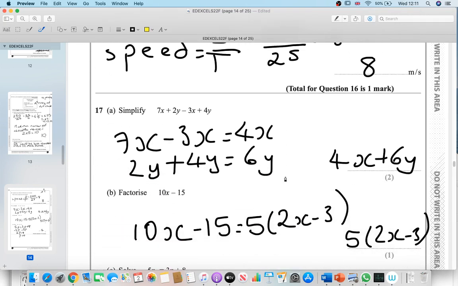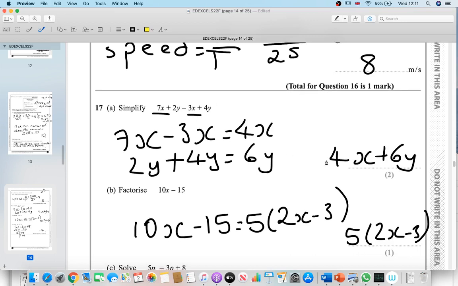Right, guys, question 17, part A. Simplify this: 7x plus 2y minus 3x plus 4y. 7x minus 3x, so collecting like terms, is 4x. 2y plus 4y is 6y. So it's 4x plus 6y. Or I can factorize that as 2 brackets 2x plus 3y. Either one is fine.